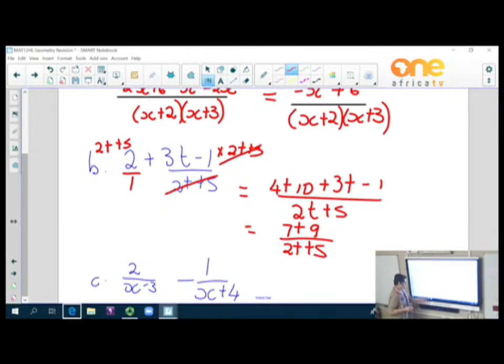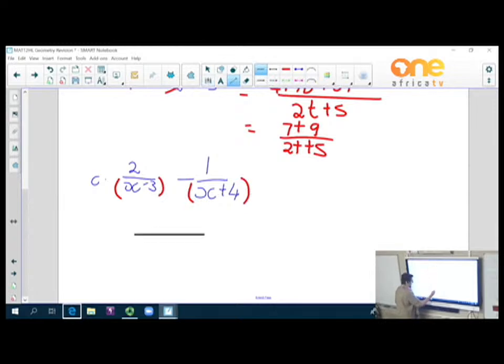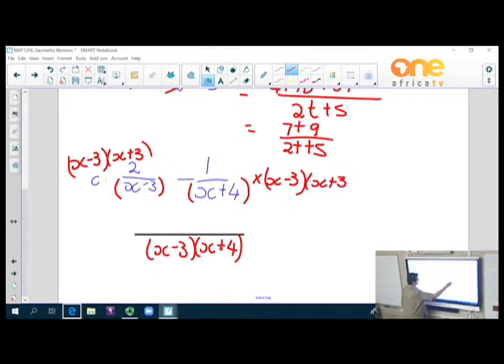And the very last sum there, again it's subtraction. What is going to be my LCM? My LCM is (x minus 3)(x plus 3). We multiply the 2 there. So you multiply with (x minus 3)(x plus 3). And here we also multiply with (x minus 3)(x plus 3). And cancel. So it is then 2x plus 6.